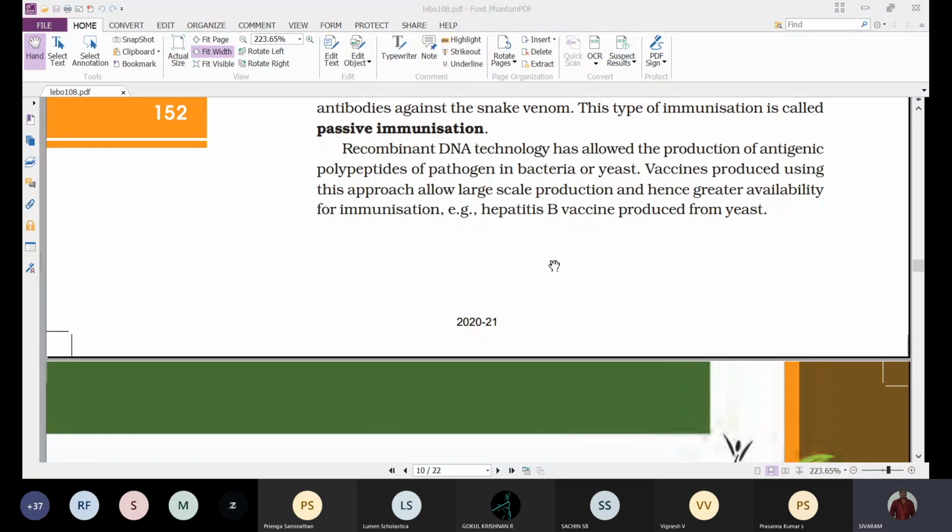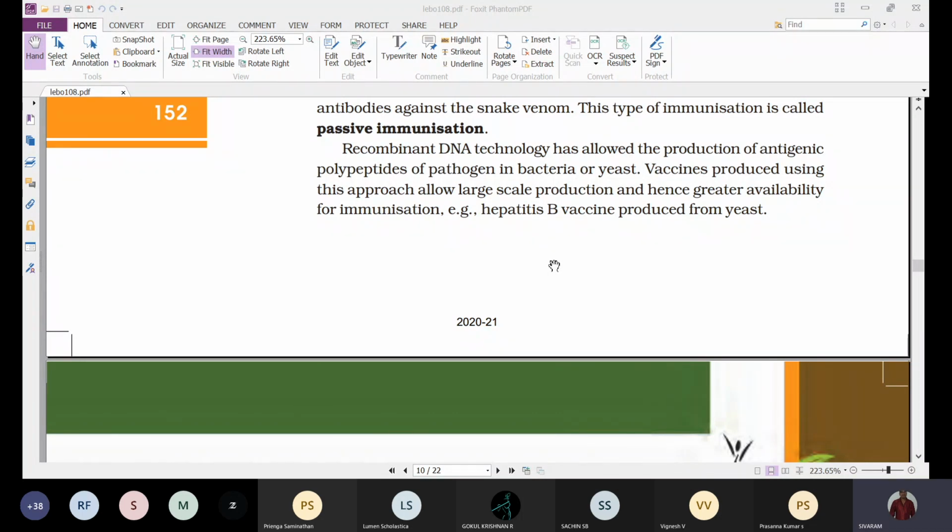How does this work? In the case of vaccination, we are giving an inactivated or weakened pathogen. That we can do by heat killing or by using certain chemicals. But how do we produce the proteins which will represent the antigenic structure of the pathogen?